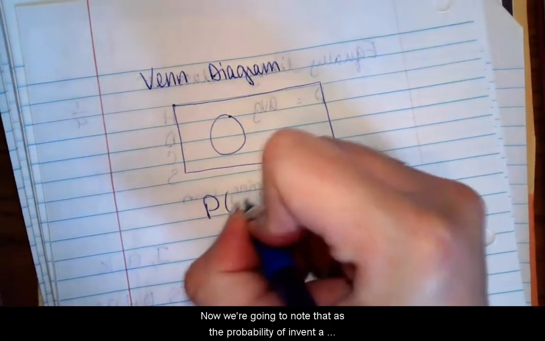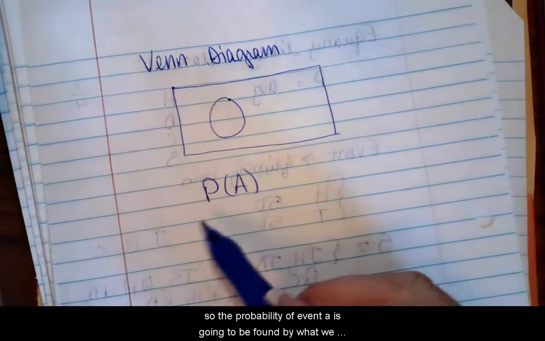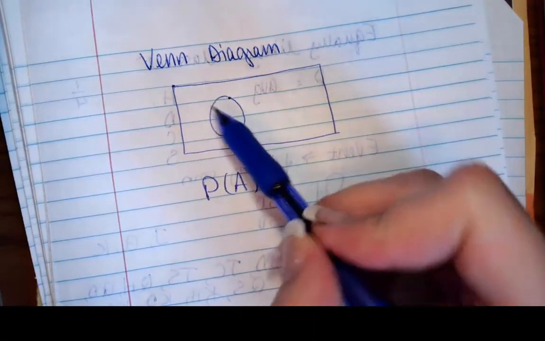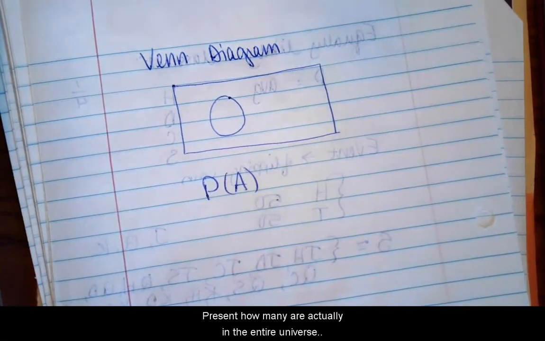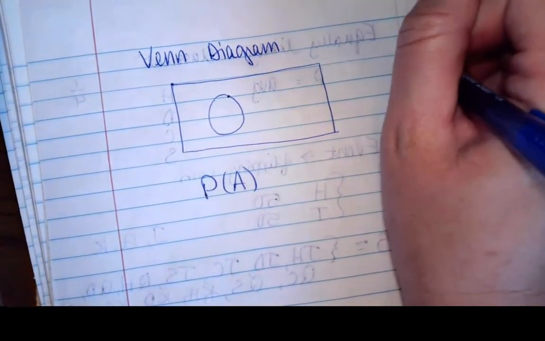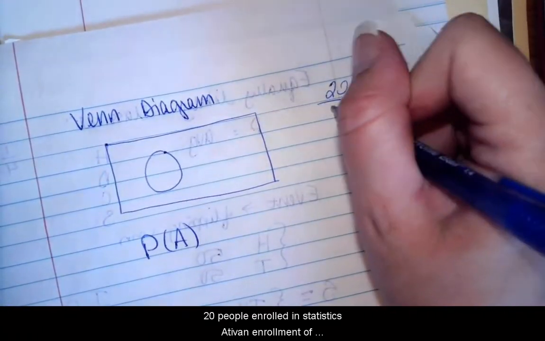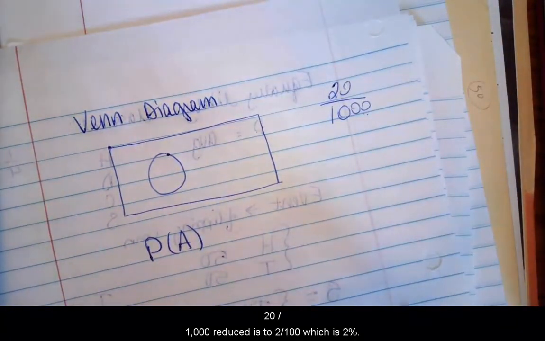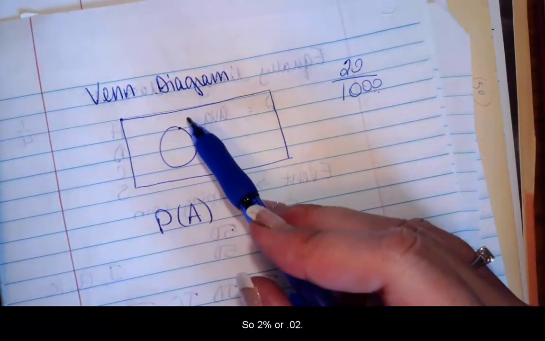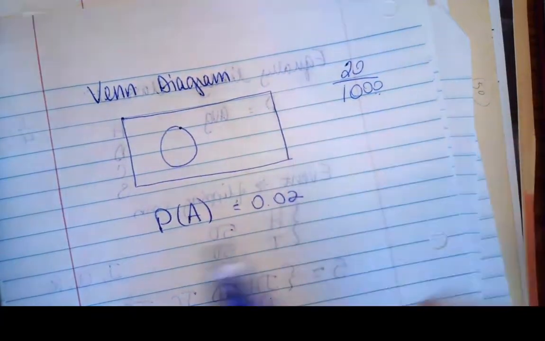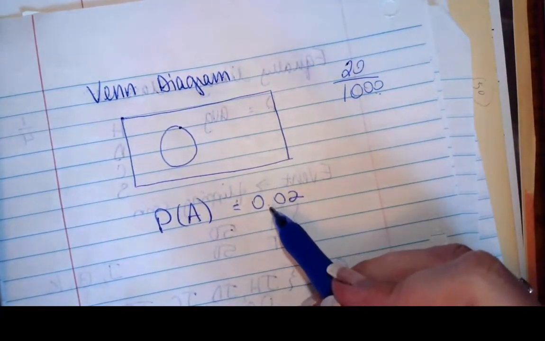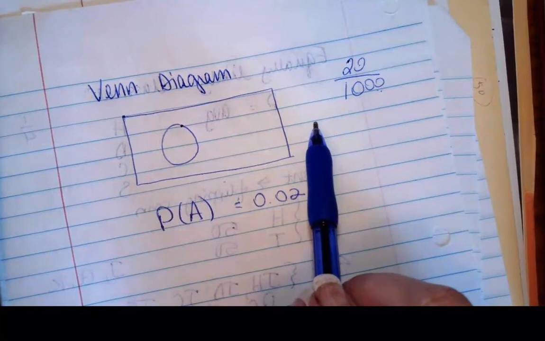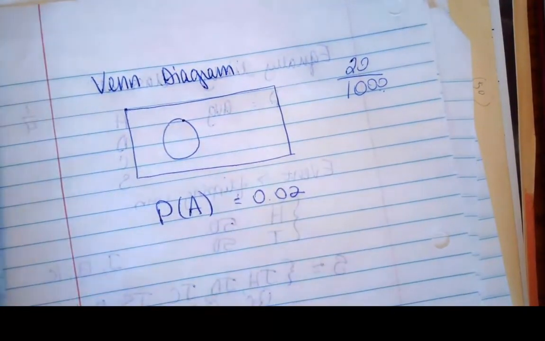Now, we're going to note that as the probability of event A. So the probability of event A is going to be found by what we talked about in the last section. How many are in here versus how many are actually in the entire university. So we could use nice pretty numbers and say there's 20 people enrolled in statistics out of an enrollment of 1,000 in the university. So 20 over 1,000 reduces to 2 over 100, which is 2%, or 0.02. Remember, move it twice by multiplying by 100. So my probability is 0.02 or 2% that a student that I grab at random from this university is enrolled in statistics.